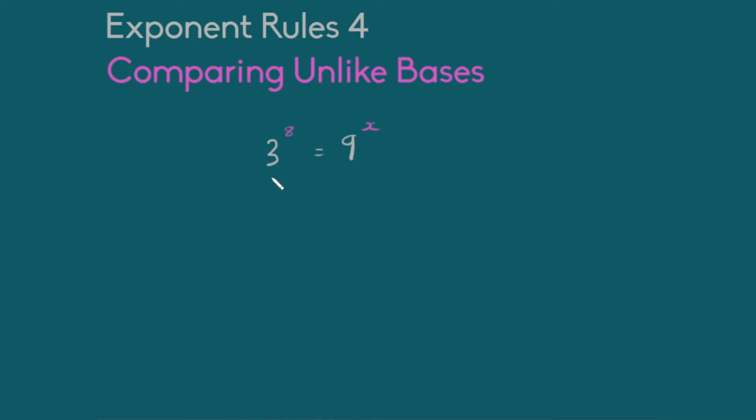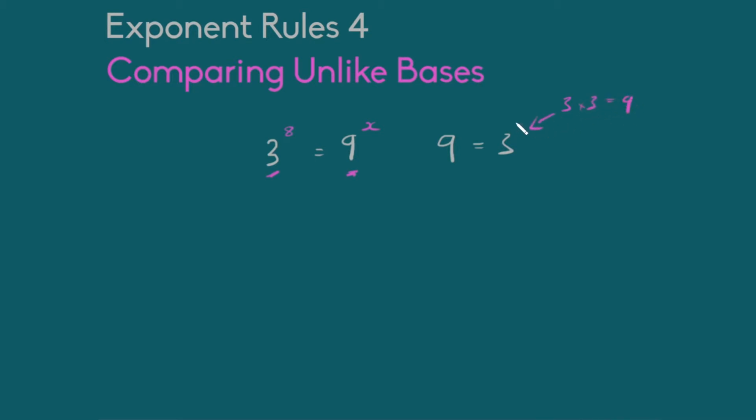And so in this first question, we have 3 to the power 8 equals 9 to the power x. And there is a way of figuring out what x is, but currently our exponential expressions have different bases. We have a base of 3 and a base of 9, and so we can't yet deploy our exponent rules to solve this question. So what you usually want to do when you have different bases is to take your highest base, in this case 9, and try and rewrite it in terms of the other base, which is 3. And so we want to rewrite 9 as 3 raised to a certain power.